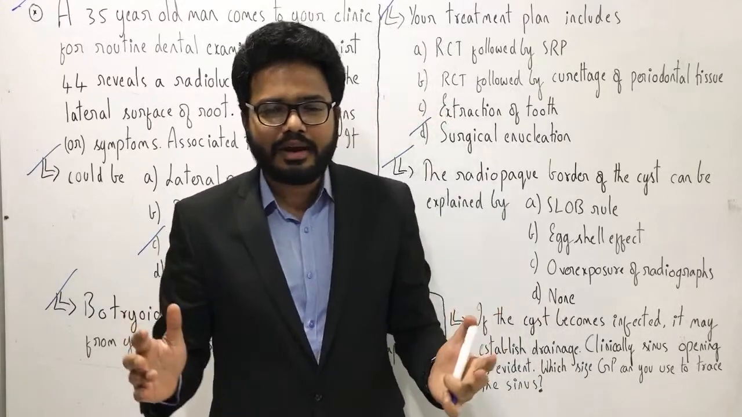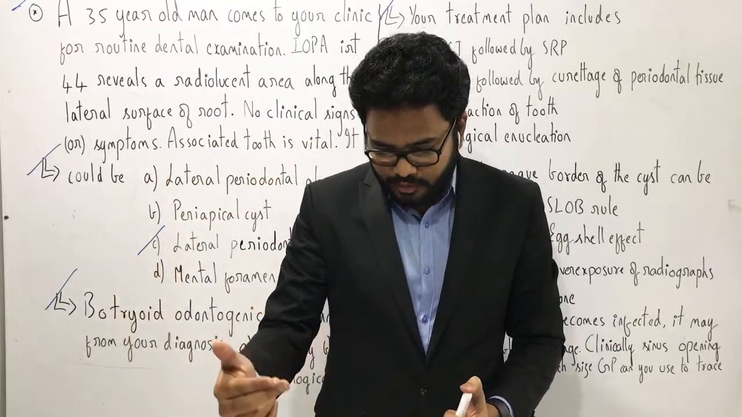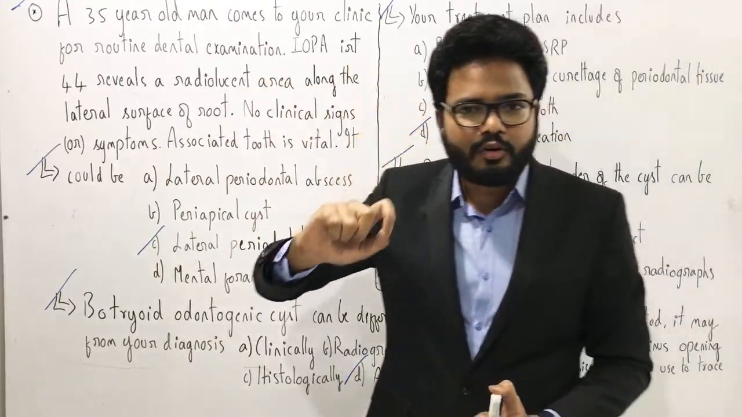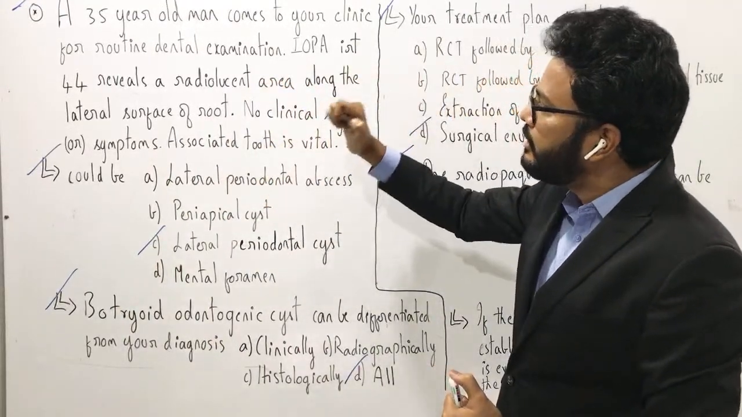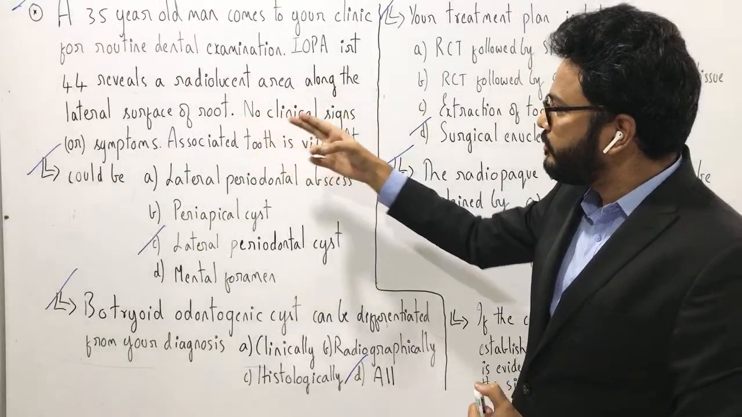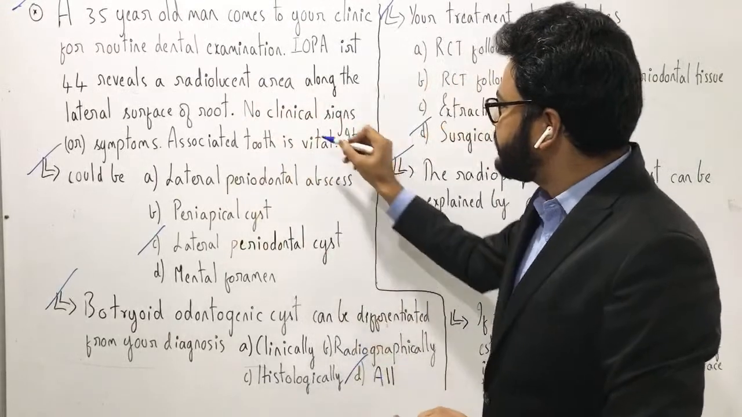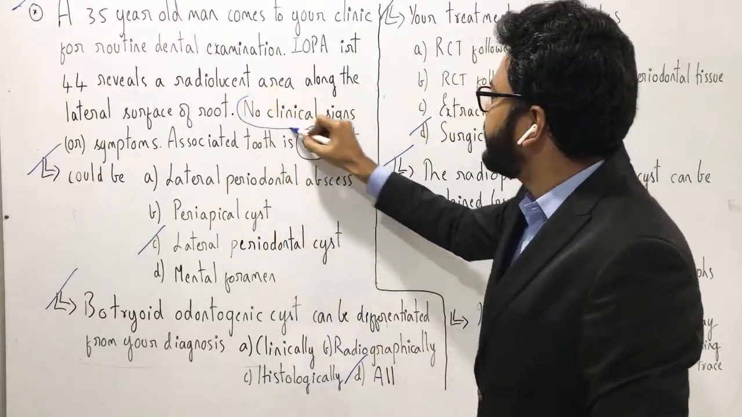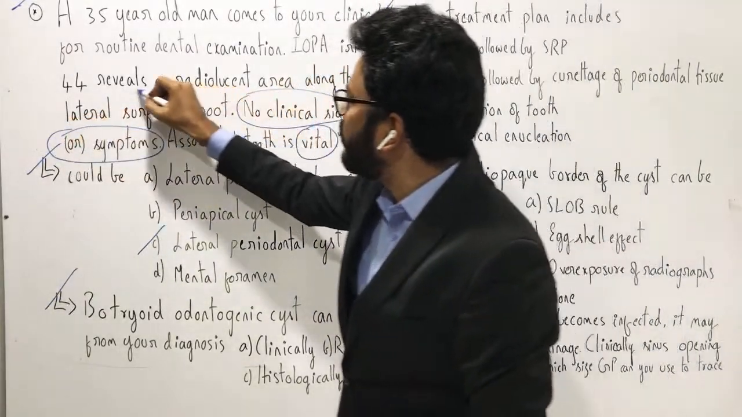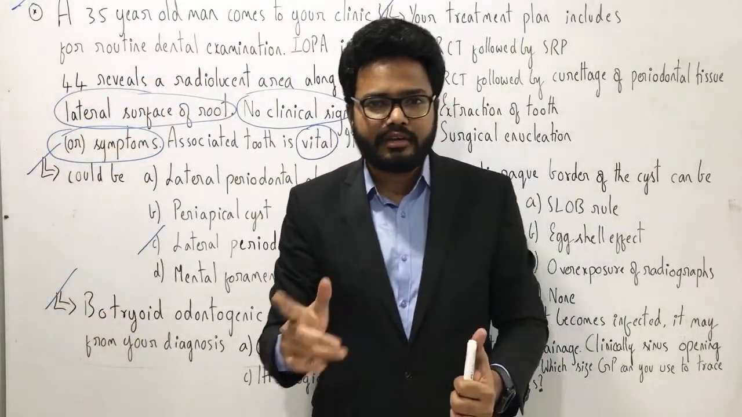Okay. So before I conclude, let me summarize all that we have discussed so far. I see many of you attending live now. So we started with this particular context, a 35-year-old man comes to your clinic for routine dental examination. IOPA reveals a radiolucent area along the lateral surface of the root with no clinical signs or symptoms. The associated tooth is vital. So consider these as your keywords: no clinical signs and symptoms, vitality, and radiolucency along the lateral surface of the root. So when you get the keywords, then obviously you can answer any question with these.